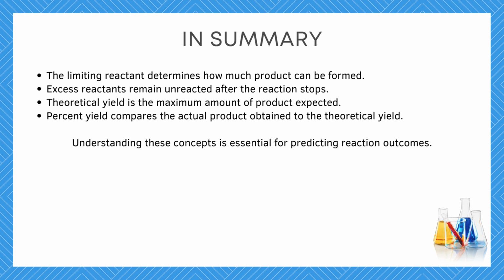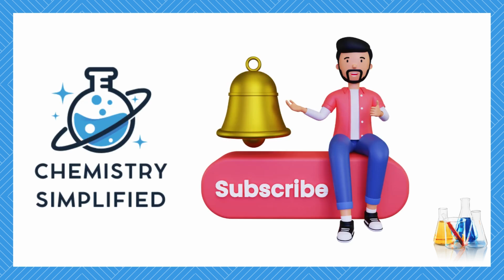So in summary, what have we said so far in this video? The limiting reactant determines how much product can be formed. Excess reactants remain unreacted after the reaction stops, and theoretical yield is the maximum amount of product expected. Percent yield compares the actual product obtained to the theoretical yield. Understanding this concept is essential for predicting reaction outcomes. At this point, we've come to the end of today's video where we've talked about theoretical yield, percent yield, and the limiting and excess reactants.